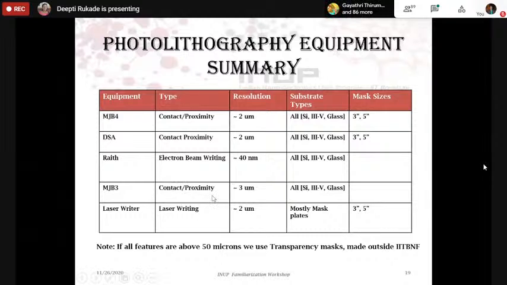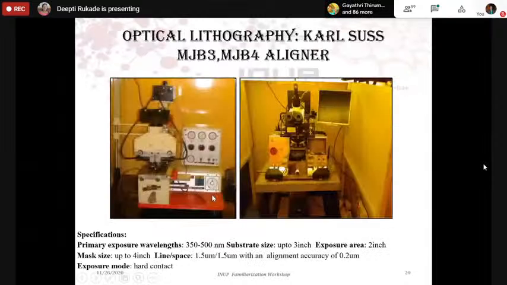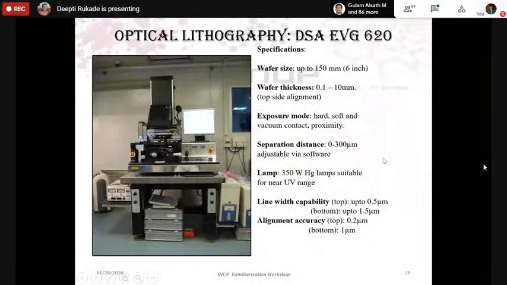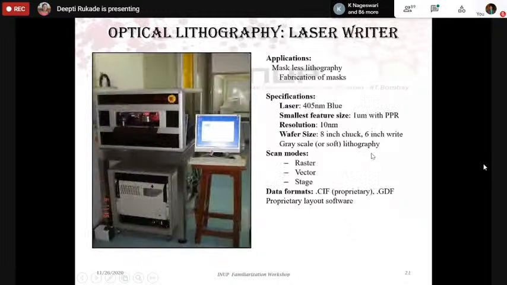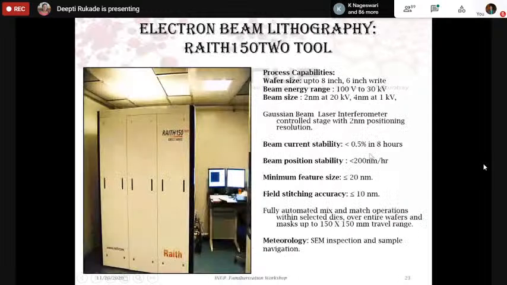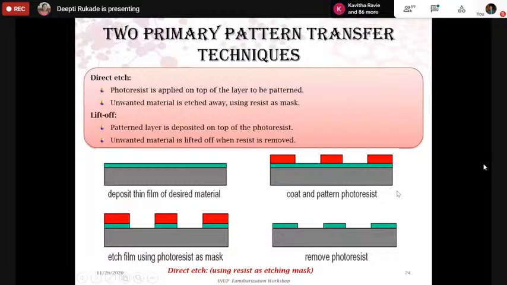So I can show you here, these are the images. These are MJB3 and MJB4 setups. This is our DSA. Though it is not taken in yellow light, it is in the yellow room. The laser writer is also in the yellow room. This is our Wraith setup. Wraith, along with it, has its own SEM. SEM is used for imaging of the sample to check whether whatever features you have written are correct or not. This is what I had gone through earlier.